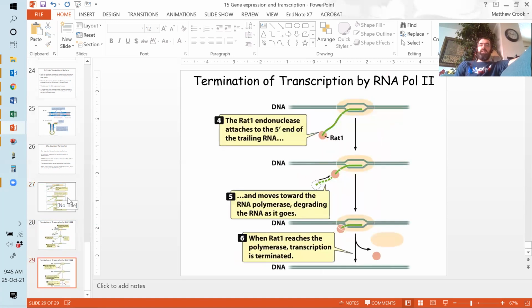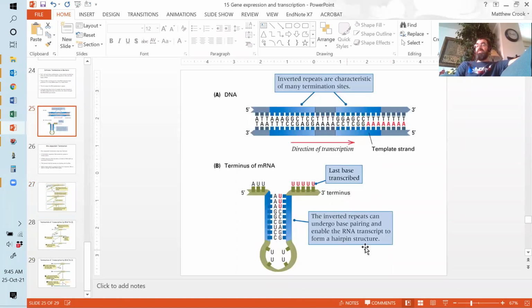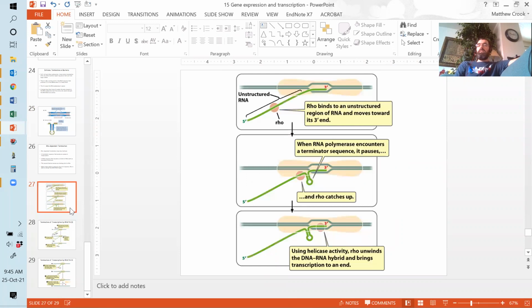Right, so that's in bacteria. Bacteria, it's actually fairly straightforward, right? The termination is either built into the gene itself through these inverted repeats and this terminator sequence here, or, again, essentially it's built in because we have this unstructured RNA and the terminator sequence here, and we use Rho as a means to turn that into a termination event.